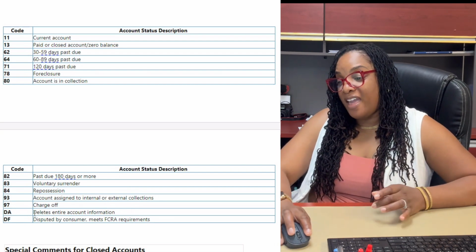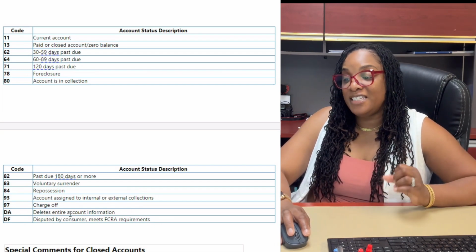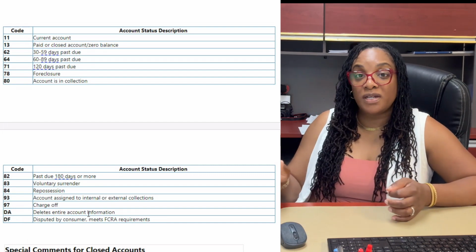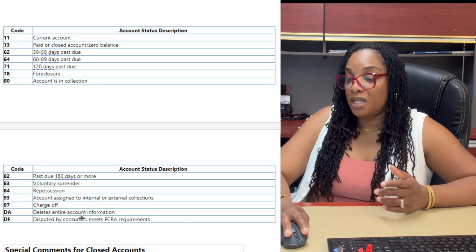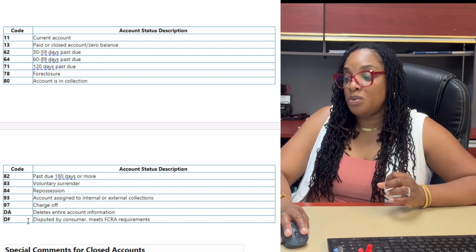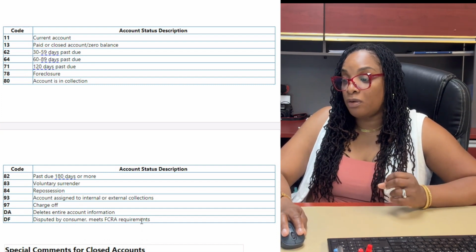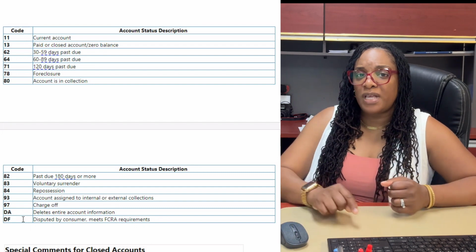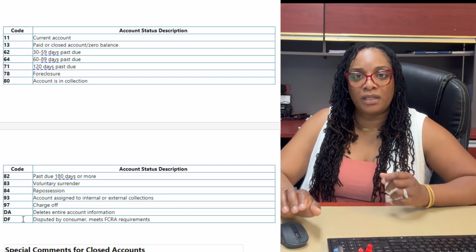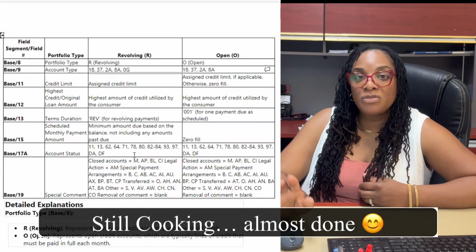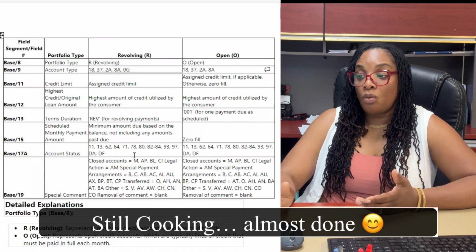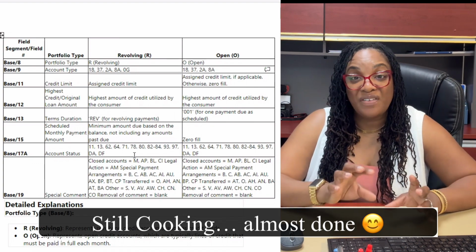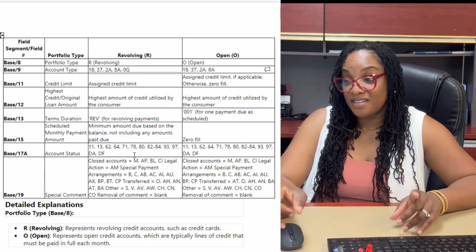Okay, so DA deletes entire account information. Usually you'll only see that where the comments are, so you can use that code as well in your disputes. DF is disputed by consumer, meets Fair Credit Reporting requirements. You can dispute that too. I would dispute DF, right? Okay, so those are all the codes that fall under base segment field 17A, account status.